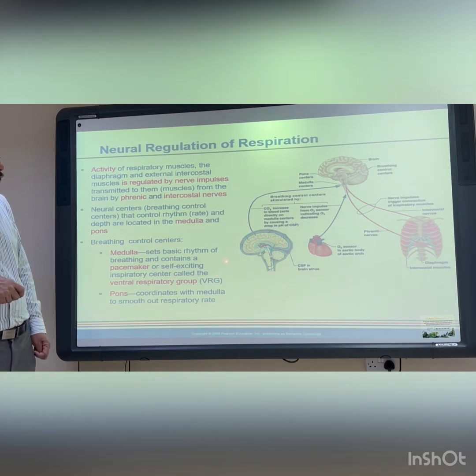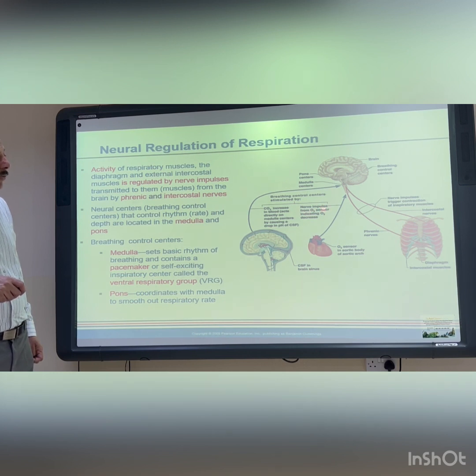Cerebrospinal fluid, which is coming around the brain, and also inside. So if the carbon dioxide level increased, in this case, what will happen? It will act directly on the medulla center by causing a drop in the pH of the cerebrospinal fluid.